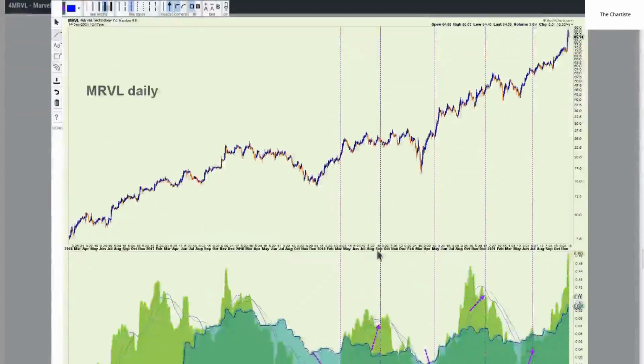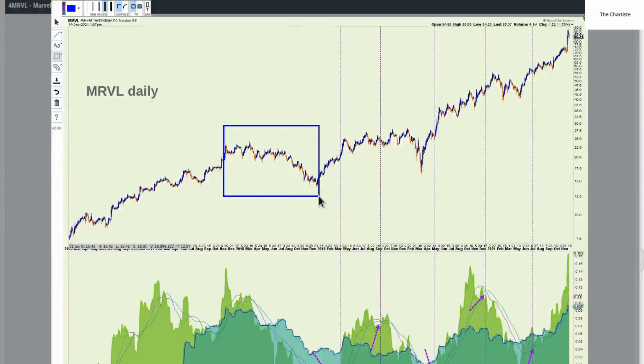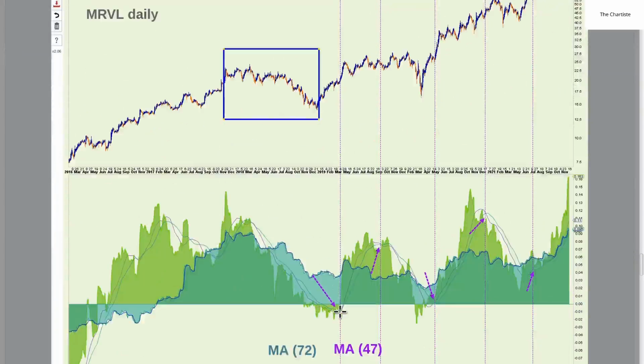This is Marvel Daily. You have consolidation going here. The moving average of 47 is crossing moving average of 72. That's moving averages for CMF 144. Then you have fast moving average crossing below. And what follows is a correction right here.